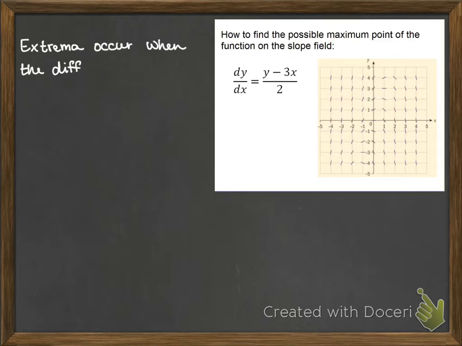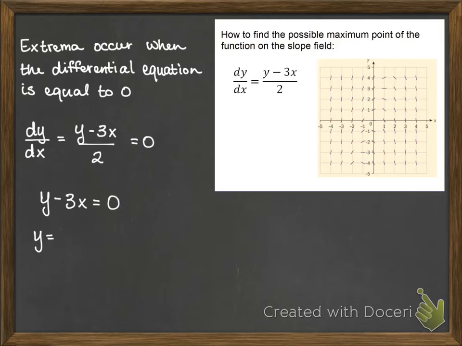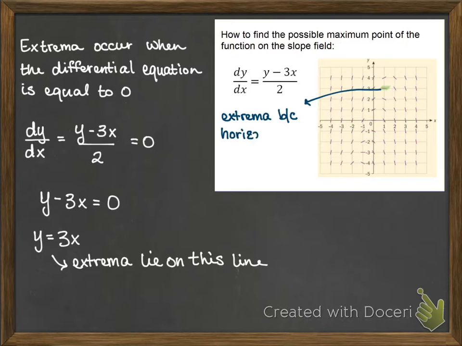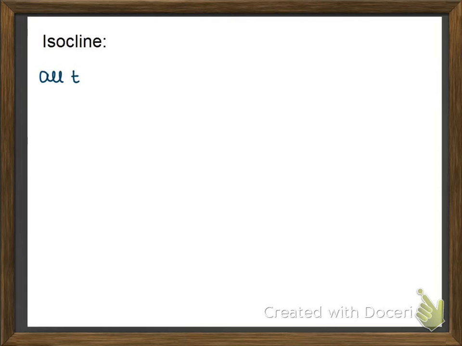Then finding possible maximum points on the function of the slope field. Remember, extrema have a tangent with a gradient of 0, which means it is going to be horizontal. So where you see those flat lines, in this case at the point 1, 3, that would be our extrema. A way to figure out where it could possibly lie is to set our equation equal to 0 and solve. So it's going to be on the line y equals 3x. And if you notice, that extrema is on the line y equals 3x.